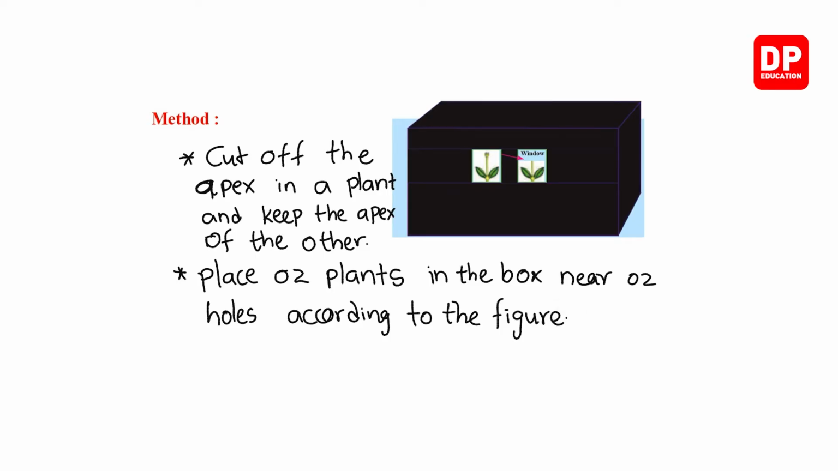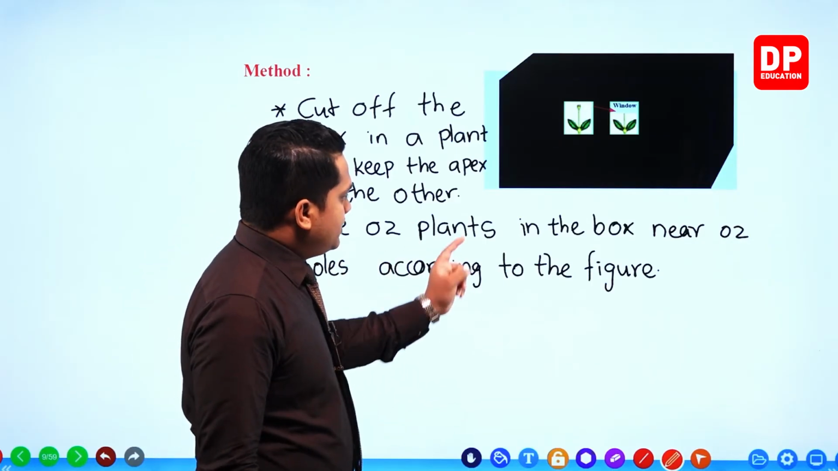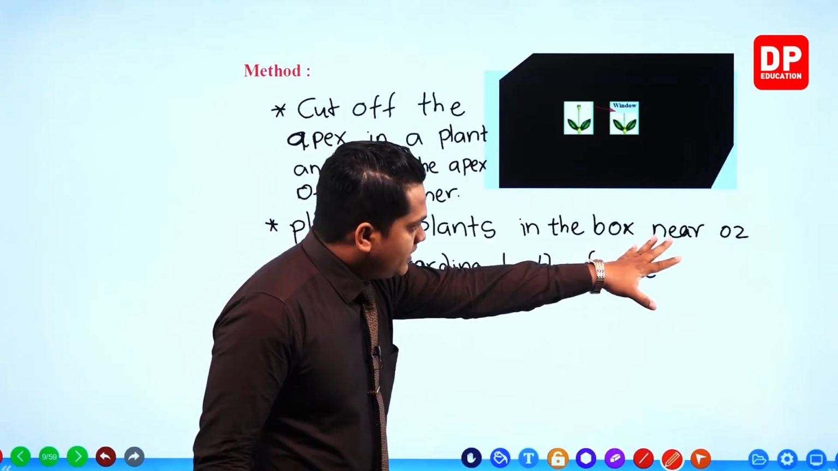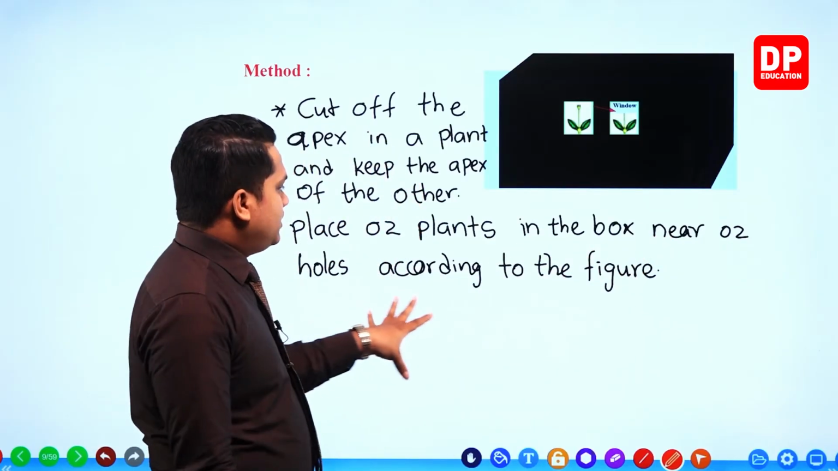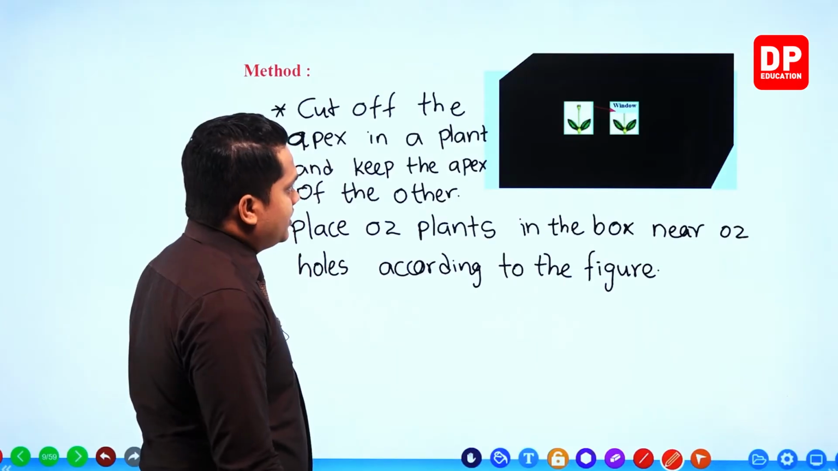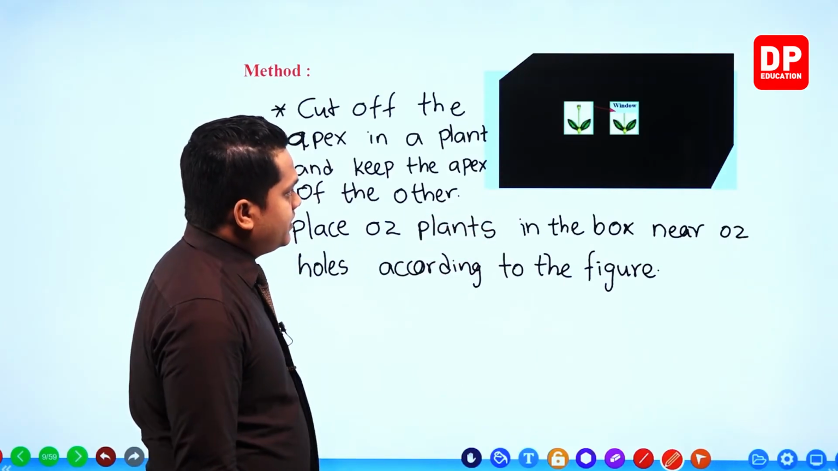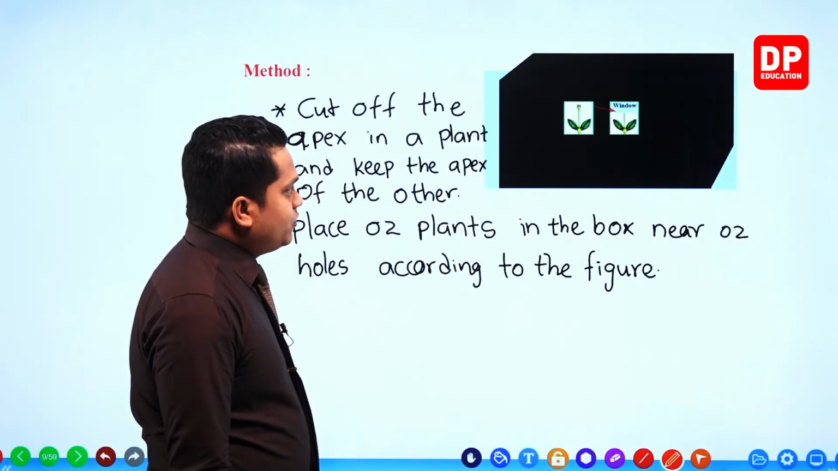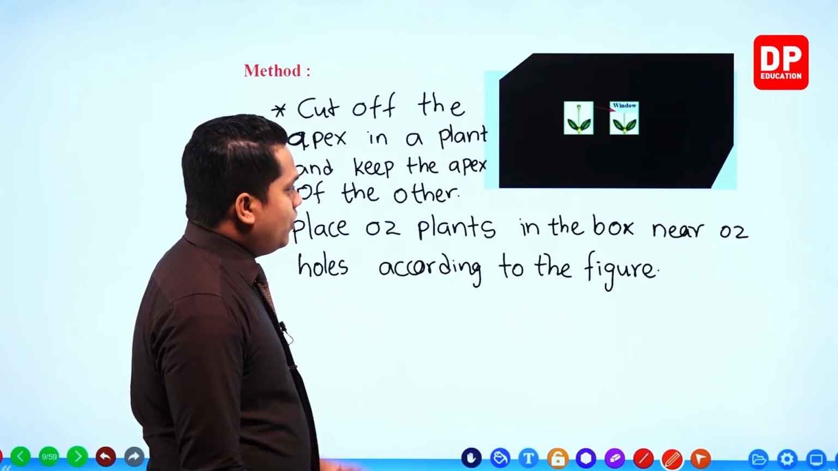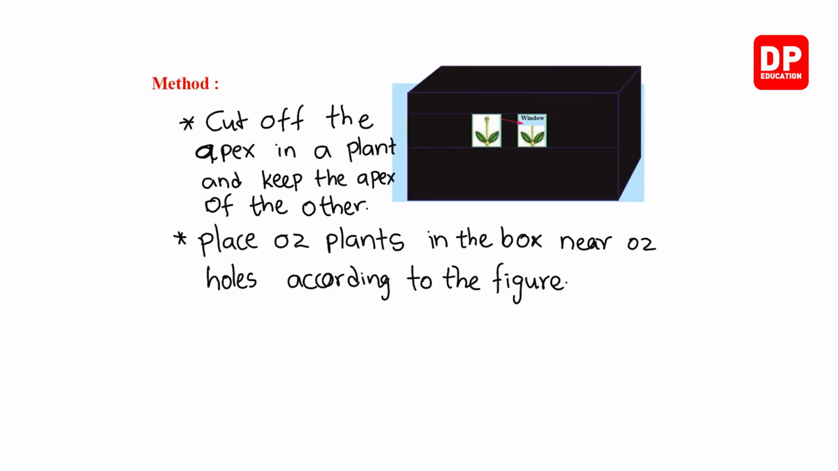Then what you have to do? Place two plants in the box near two holes according to the figure. So as per the figure given here, you have to keep the two plants near the two holes, right?